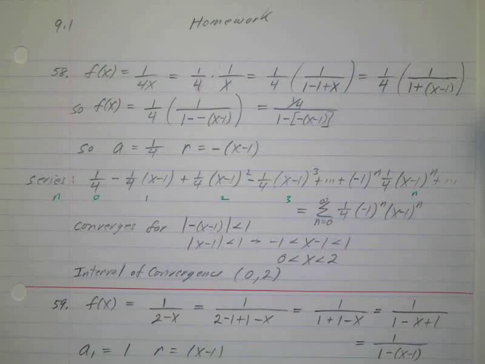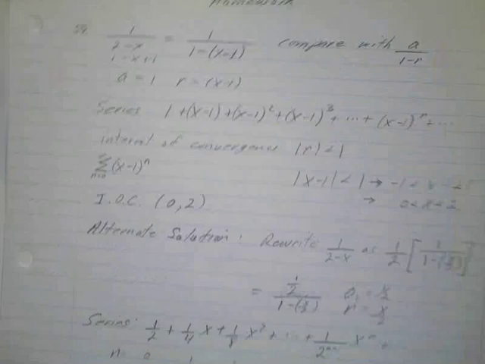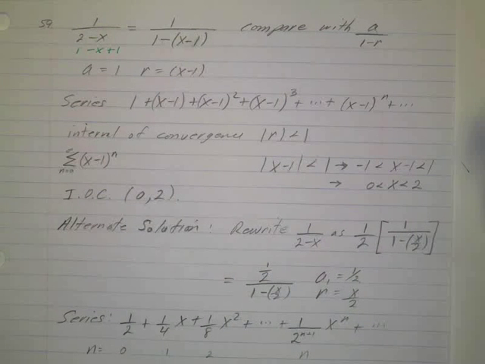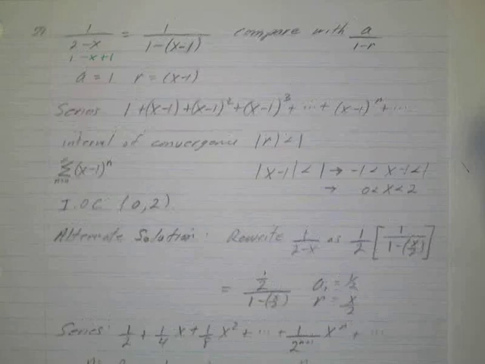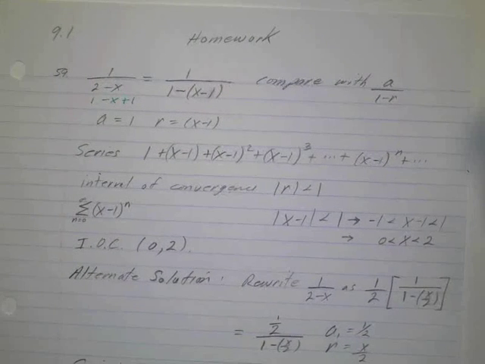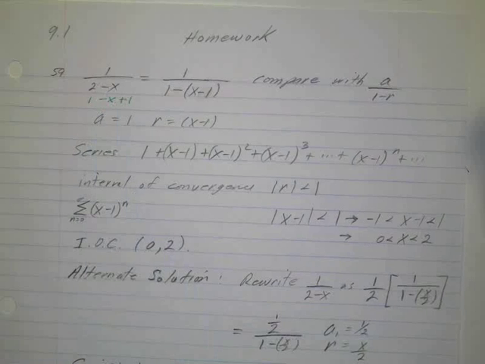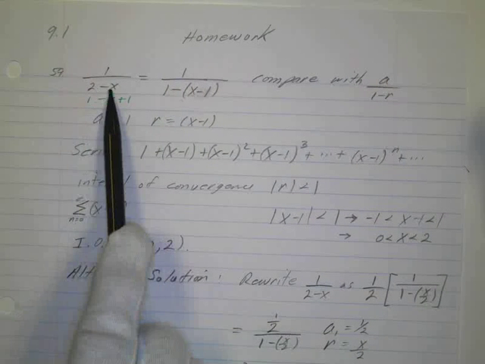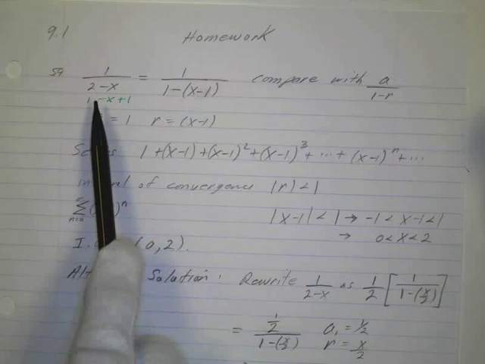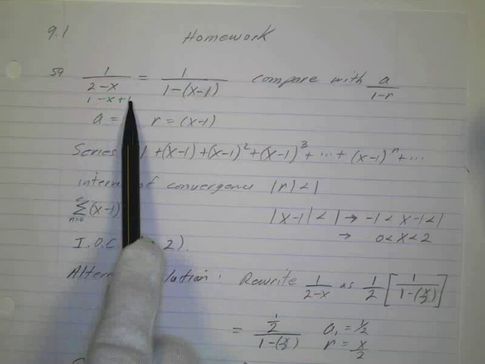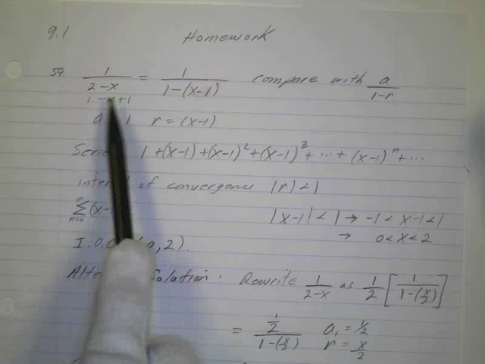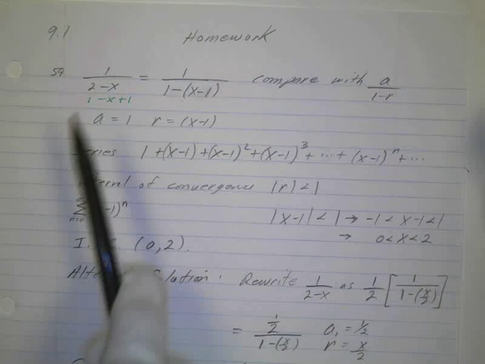Okay? And 59, a little bit better solution over here, so let's take a look at this. I kind of got carried away on the algebra on the other one, so this is 59. And it was 2 minus x, and they gave a hint. They told you to rewrite this. Well, 2 minus x, I can make this as 1 minus x plus 1. What's 1 plus 1? 2. So this is the same thing as 2 minus x.